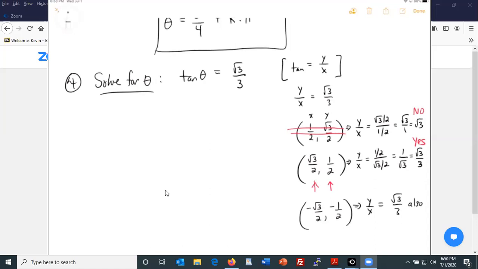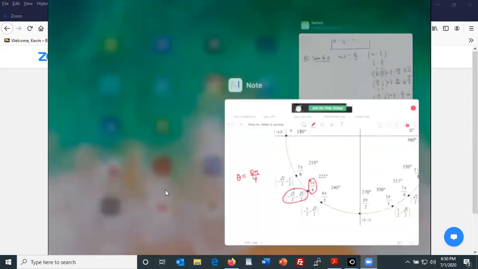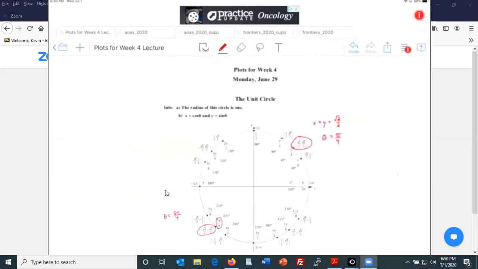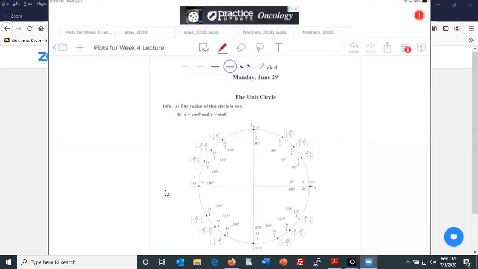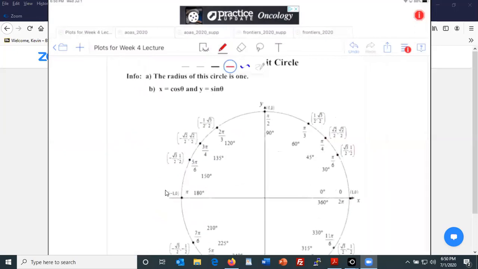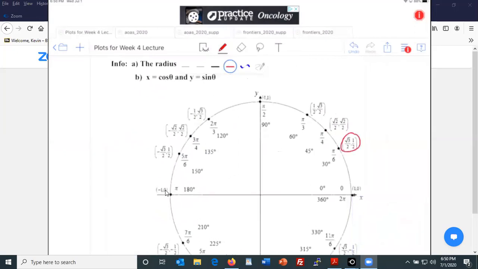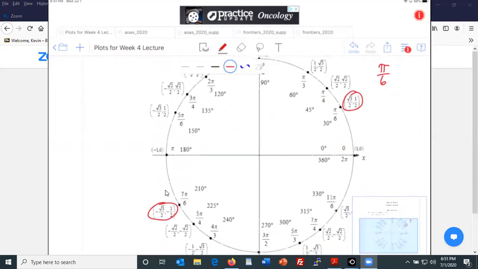So now let's find these 2 points in the circle, and we'll find our angles. All right, so that first one is at pi over 6. And then the second one is down here at 210 degrees. All right, the 2 negatives, if I divide them, it'll be positive. Remember, it needs to be positive radical 3 over 3. So 7 pi over 6.